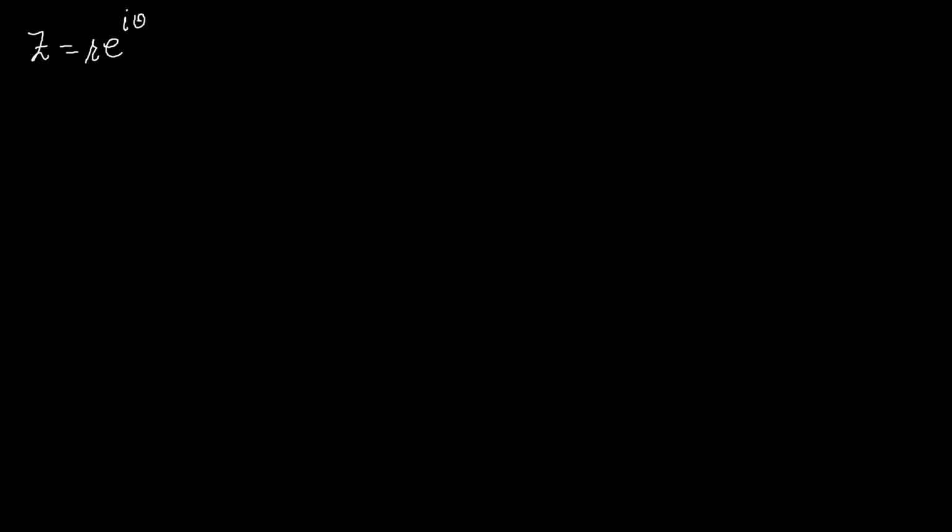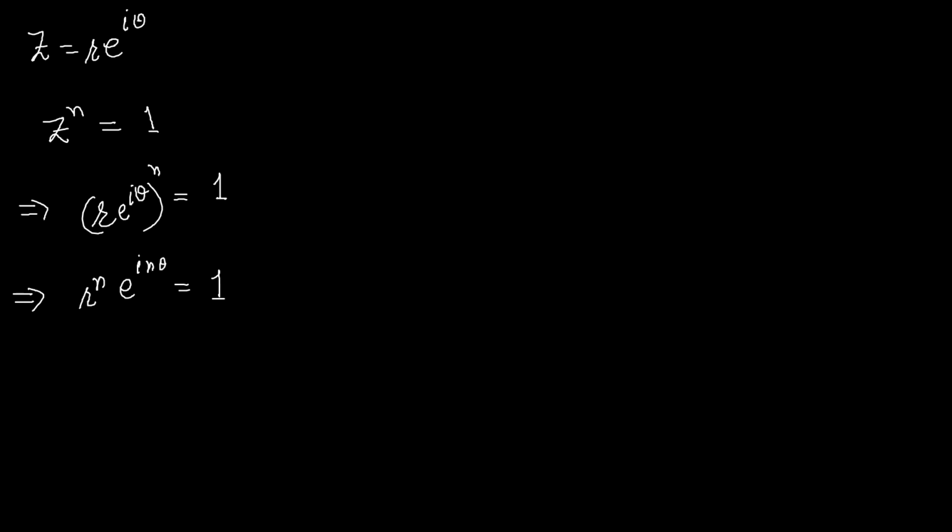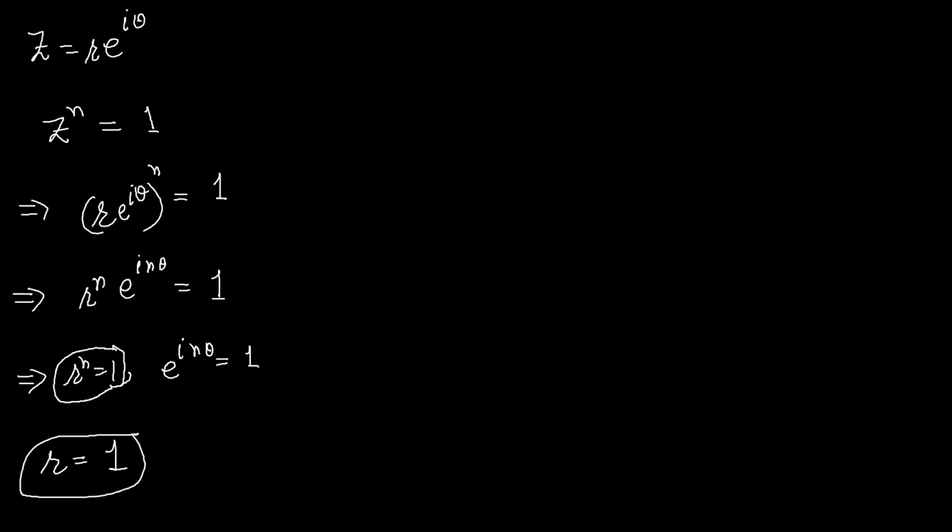We need to find the values of r and theta such that z raised to power n is equal to 1. This implies that r e raised to power iota theta, raised to power n, is equal to 1. So we can write it as r raised to power n e raised to power iota n theta is equal to 1. From this we have two equations, r raised to power n is equal to 1 and e raised to power iota n theta is equal to 1. Because r is a real number, therefore we have r equal 1, and now we need to find the value of theta and we are done.